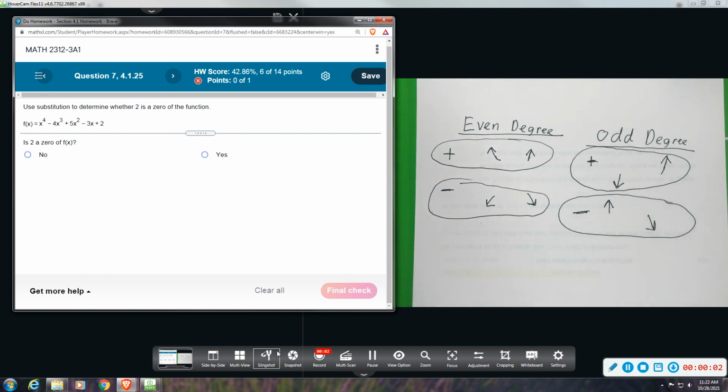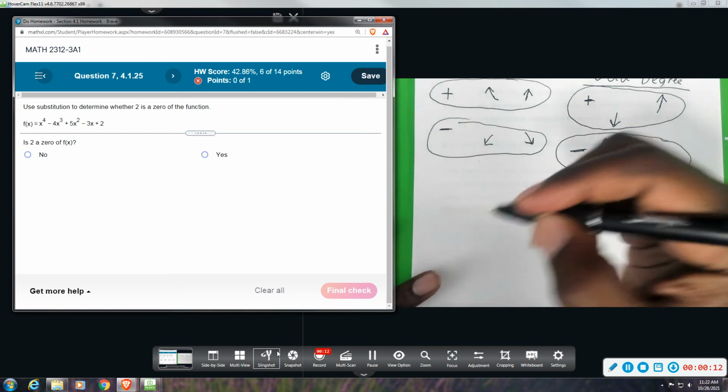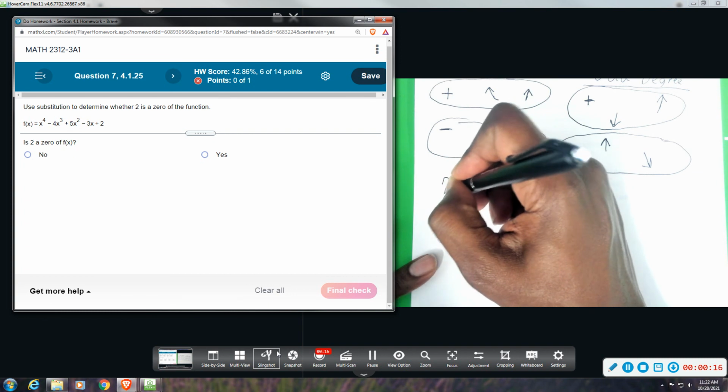Okay, number 7, we want to use substitution to determine whether 2 is a 0. So I like to do this with synthetic. So you can do substitution. I think it just takes a little bit more brain power if you're doing it by hand.